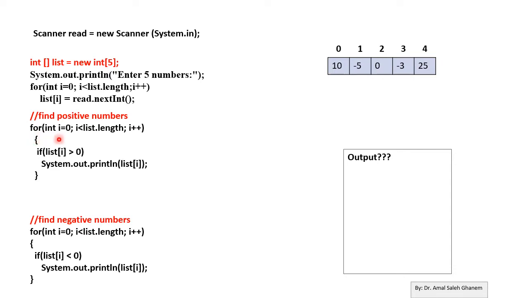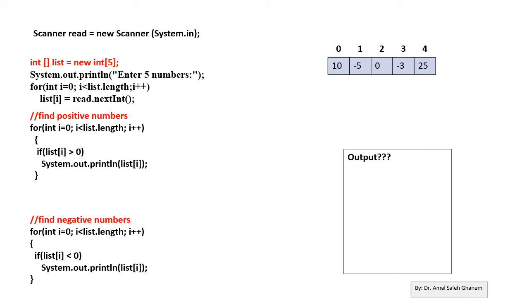It says go from the beginning, so go from i equals 0 till the end, so i should be less than list.length and i plus plus. If list of i, if the element in the array is greater than 0, which means if it is positive, then you have to go and output list of i. So let's execute these statements according to this array.